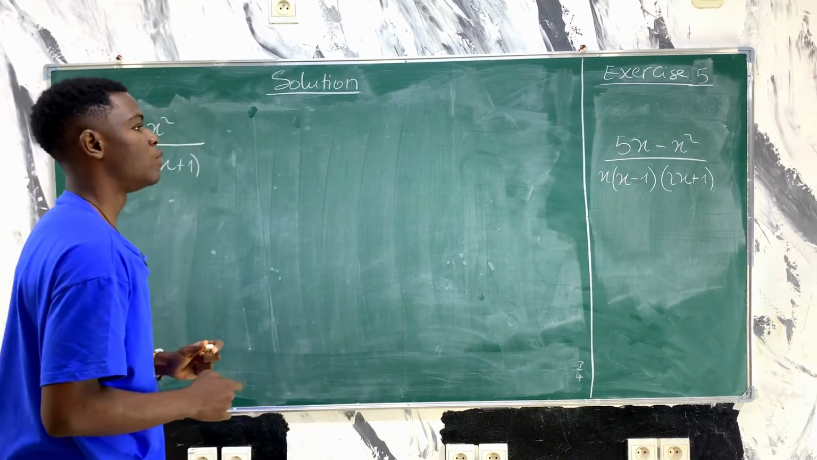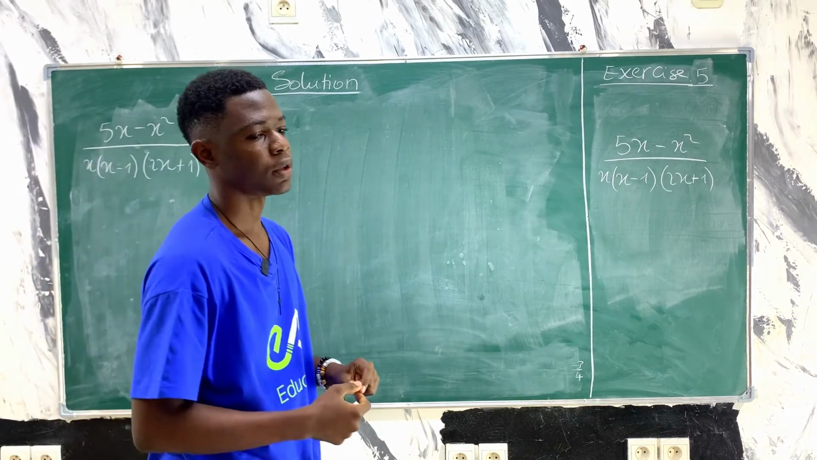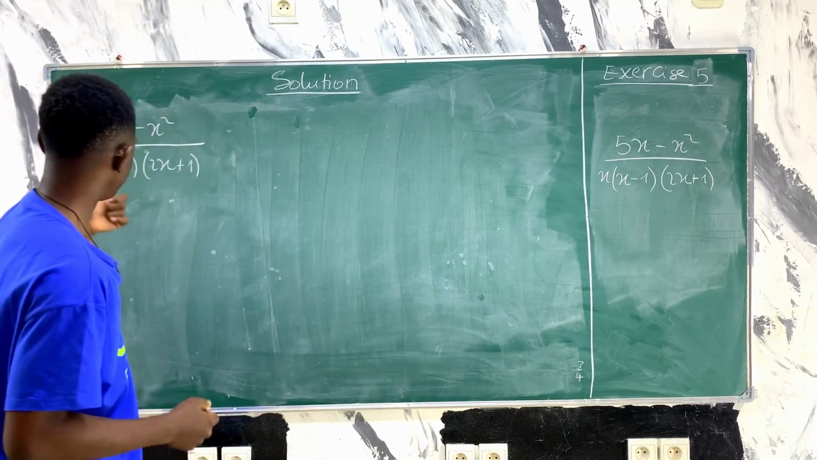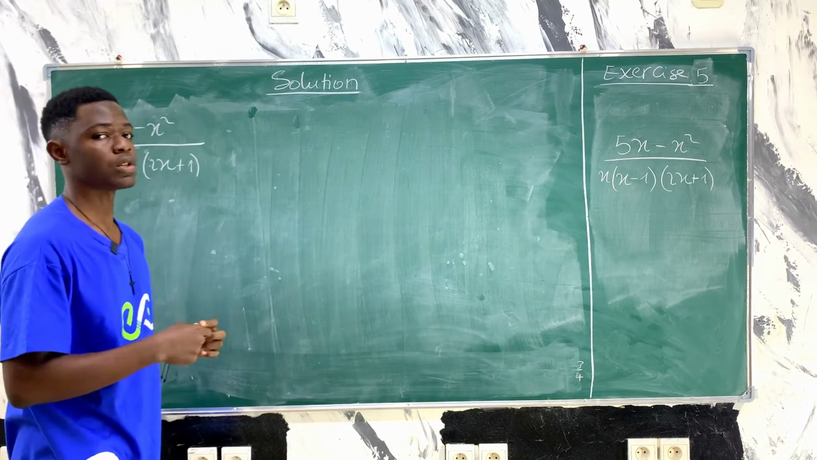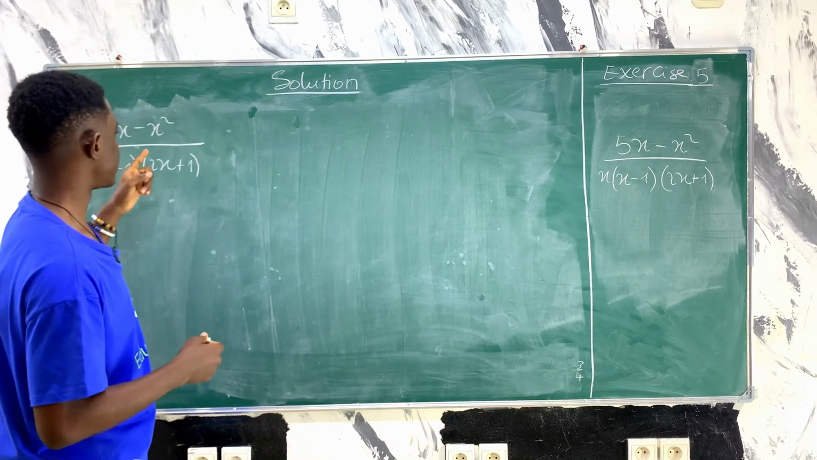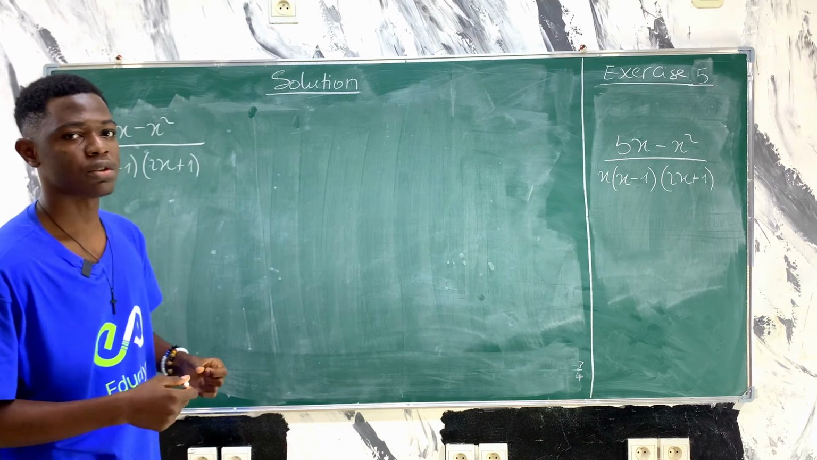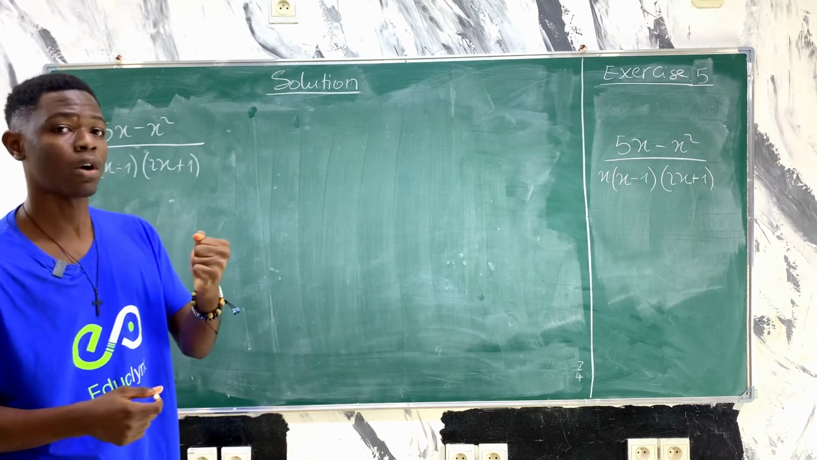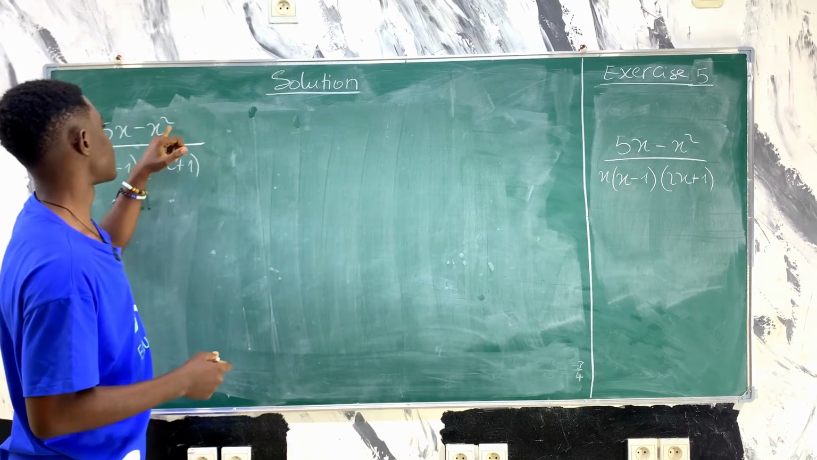So, how do we solve this? We first check the first requirement. The first requirement says the numerator's degree must be less than the denominator's degree. What is the numerator's degree here? The numerator's degree, let's remember, means the highest power of x. The highest power of x here is x.